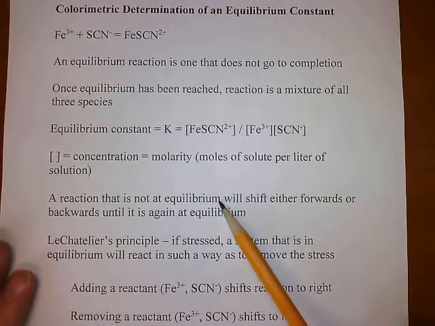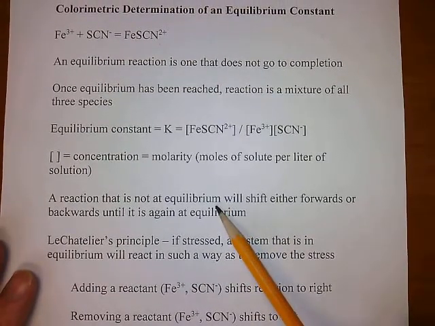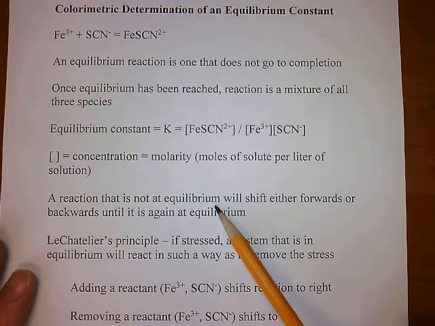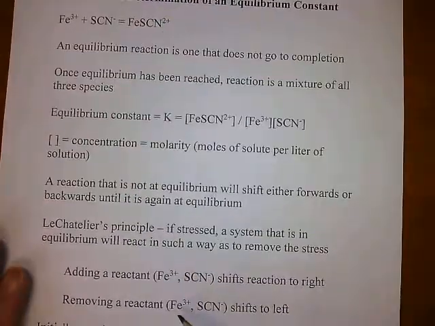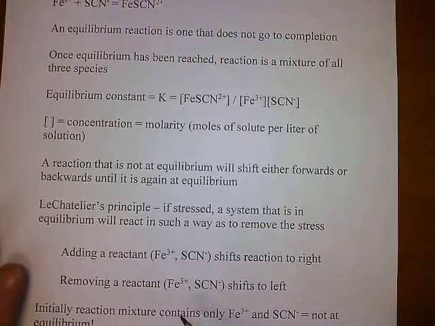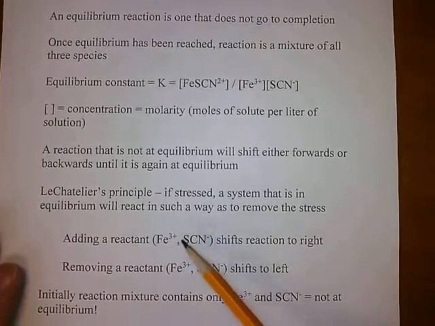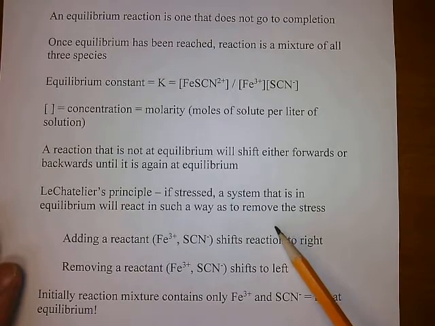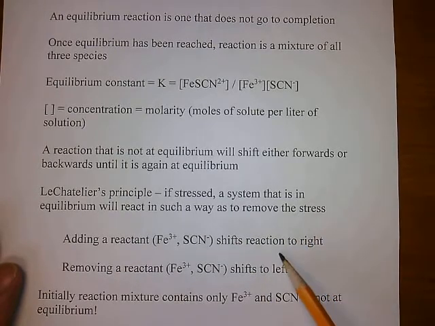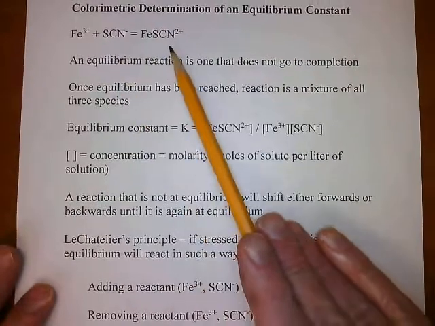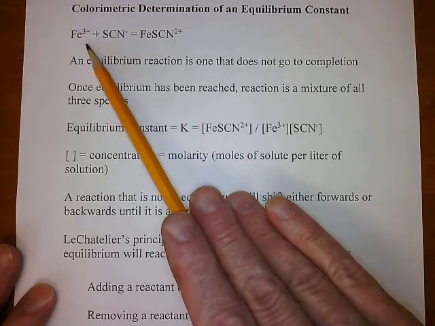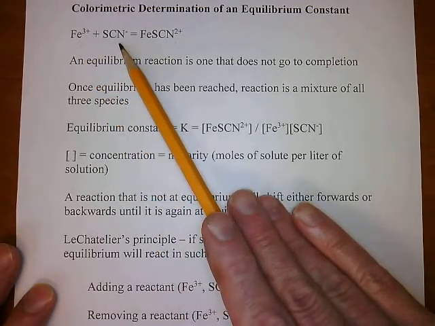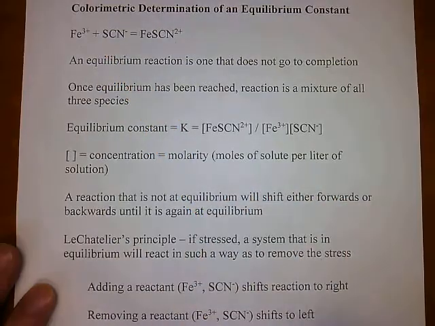So a reaction that is not at equilibrium will shift either forwards or backwards until it is again at equilibrium. Le Chatelier's principle says if stressed, a system that is in equilibrium will react in such a way as to remove the stress. It's going to seek to undo what we did. So let's say this reaction is at equilibrium. Now we add iron 3 ion, or we add thiocyanate ion. The system is no longer at equilibrium. It's going to seek to undo what we did.